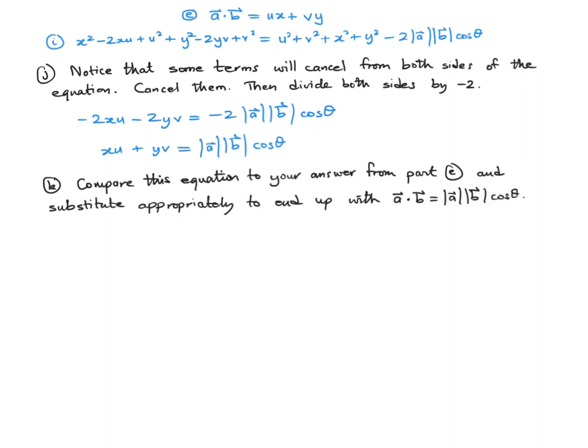So the final instructions are to compare this equation, the one we just found, to your answer from part E, which I put over here, and substitute appropriately to end up with the formula that we're looking for. So again, I'm going to have you pause the video, do what you think is being instructed, and then check your answer when you're done. So xu plus yv is basically the same as ux plus vy. So this thing over here can be replaced by a dot b vector because they are the same. So it's basically a substitution. And so you end up with the formula once you've substituted the a dot b in this side. And that is the end of the lesson.